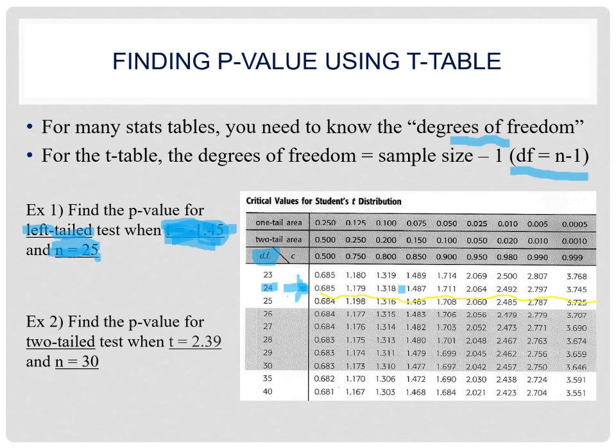So for my p-value, I'm going to go up, and there are two rows, one tail and two tail. Obviously two tail is for a two-tail test. One tail area is for a left and a right tail test. So you'll use the one tail area if you're doing left or right. So I'm going to move up, and my p-value is going to be right here.